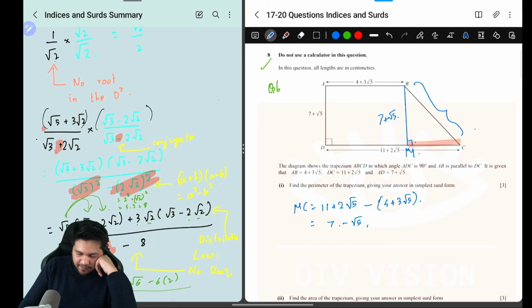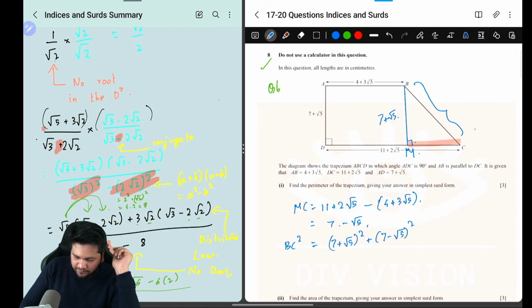Now we need to find this BC length. So we can use Pythagoras theorem easily. So BC square is going to be BM square plus MC square. So I'll just put the values: 7 plus root 5 square plus 7 minus root 5 square.